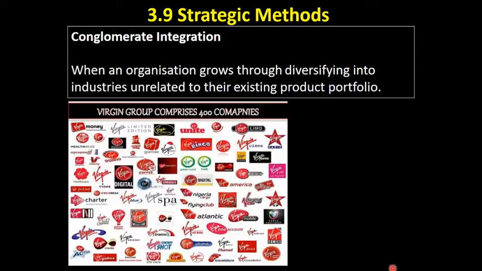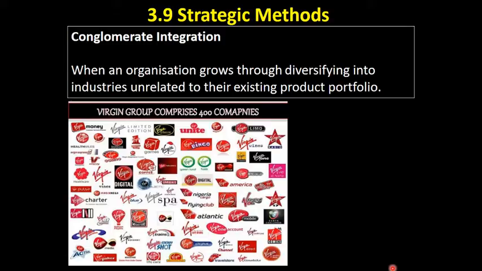So conglomerate integration is the final type of integration that you need to know about. We've looked at vertical integration, where an organisation expands through integrating the different businesses in its supply chain. So a car manufacturer may buy its components manufacturer, or it may buy a car dealership. But it's integrating the different stages in the production process that is vertical integration. Horizontal integration is where a business simply grows through taking over another business within its industry.